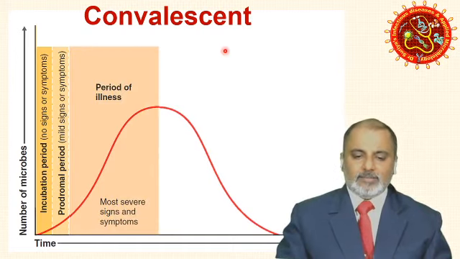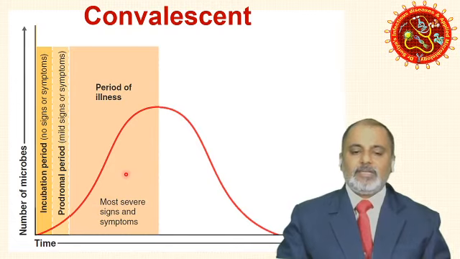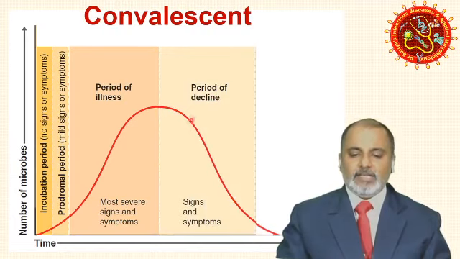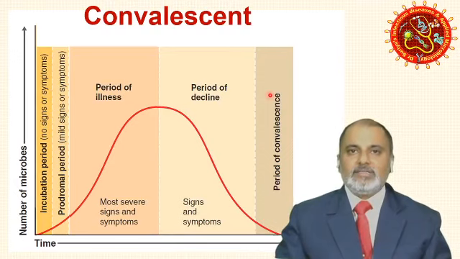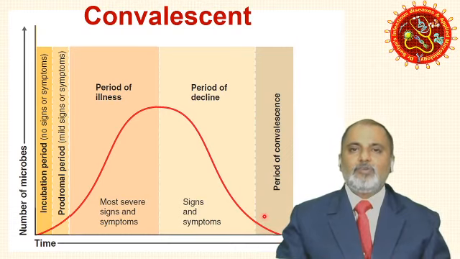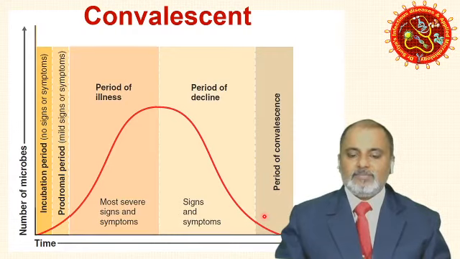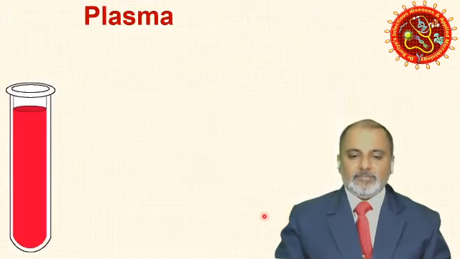Next is the peak. See here. At this time the viral load will be high, the number of microbes will be high, and severe signs and symptoms will be there. After reaching the peak, because of our immune system and many other mechanisms, there will be a decline in the viral load and there will be mild signs and symptoms. That's called the period of decline. And finally the end stage, convalescence. So convalescence means it's a recovery phase. So there are few or nil microbes and he will be totally free from the clinical symptoms. That is called convalescence.